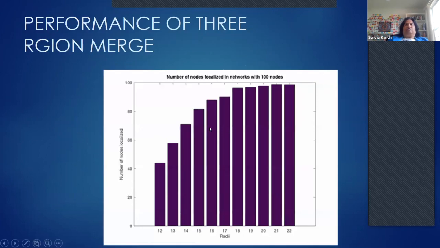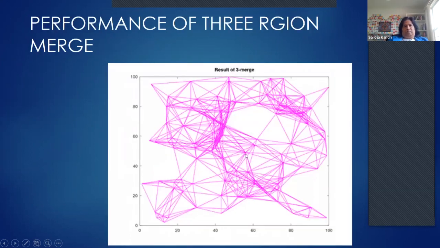And then with 3-merge, of course, the results were even better. Once you start merging 3 regions together, as you can see, the number of nodes localized is almost 100%. We get to about 100%, all nodes localized, by the time we get to 19 to 22, which is a denser graph. For a sparse graph, we still do very well with the range of 12.